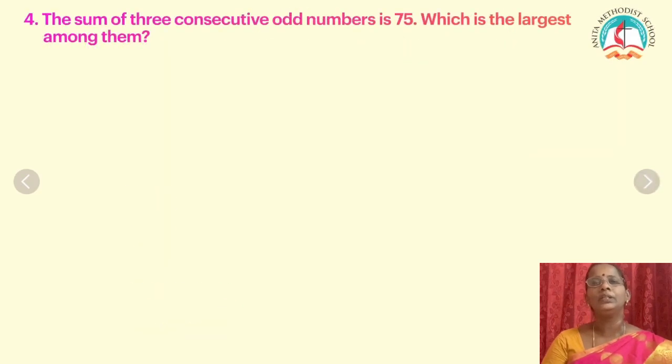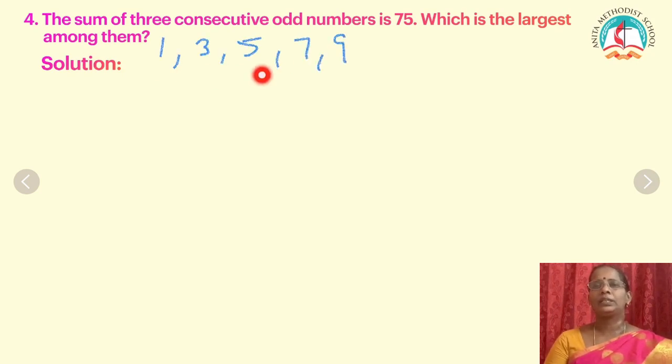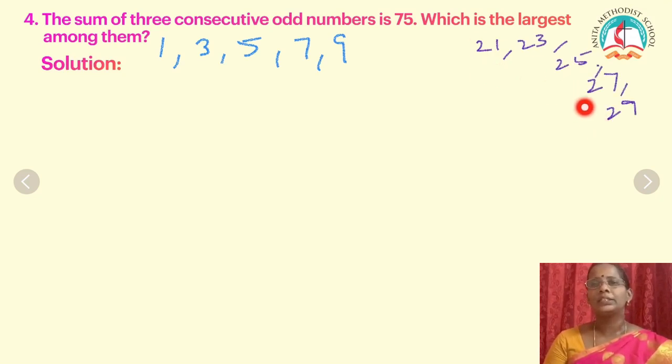Here it is given the sum of the 3 consecutive odd numbers is 75. What do you mean by consecutive odd numbers? 1, 3, 5, 7, 9. Like that. Okay. So 21, 23, 25, 27, 29. These are called consecutive odd numbers. What do you mean by an odd number? Any number which ends with 1, 3, 5, 7 or 9 is called an odd number.